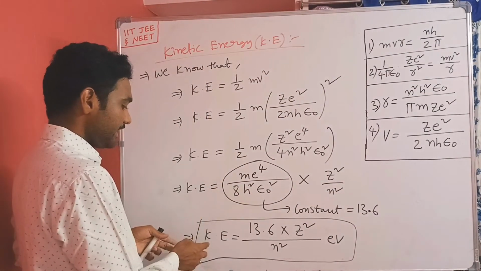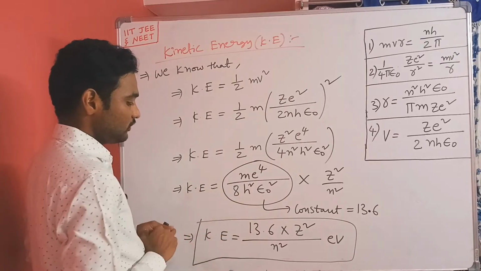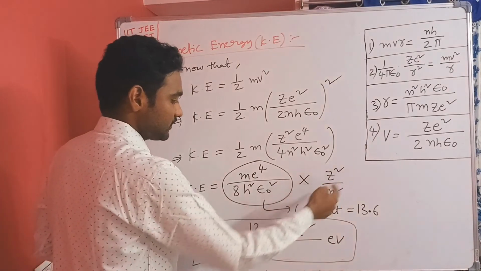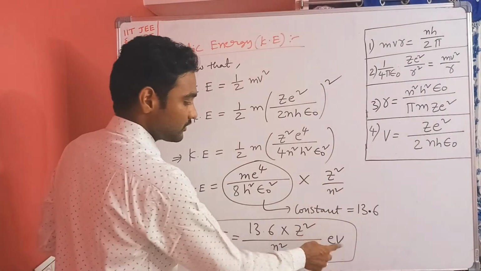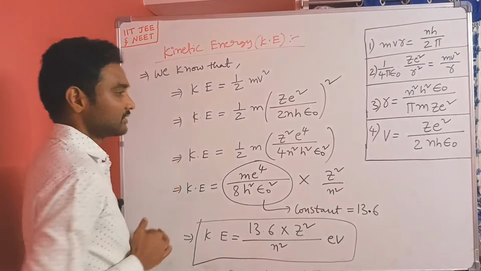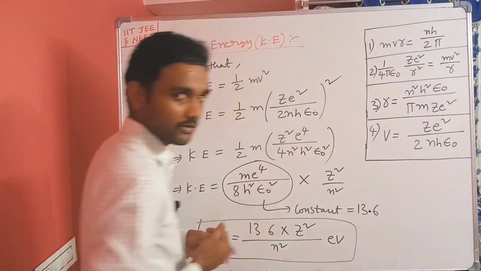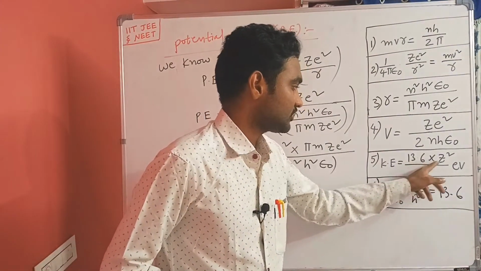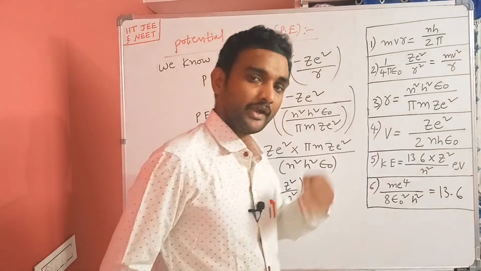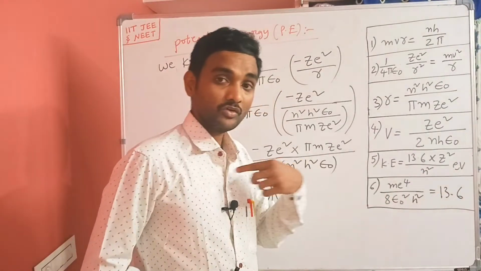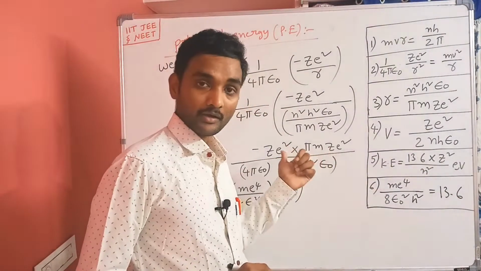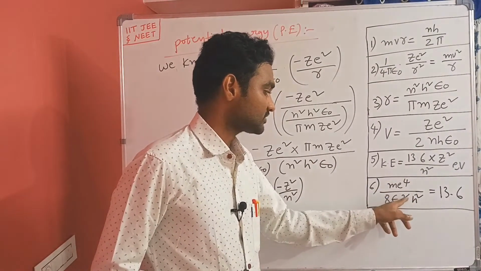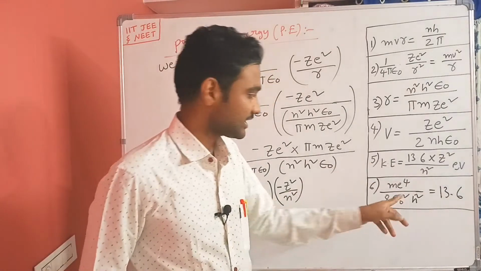So now I will write kinetic energy finally. Kinetic energy is equal to, instead of this one I will write 13.6, 13.6 into Z square by n square electron volts. This is the formula for kinetic energy. This kinetic energy formula also I will write here. Okay, have you understood? Now kinetic energy is equal to 13.6 into Z square by n square electron volts. And one more formula: the 13.6 value we read in the previous class. See, m e power 4 by 8 epsilon naught square h square is equal to 13.6. This also you have to remember.